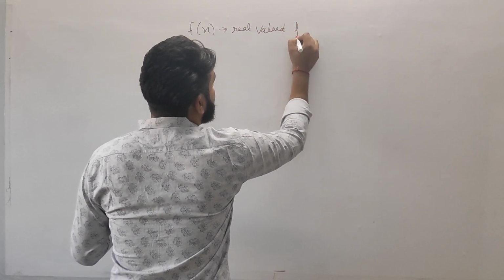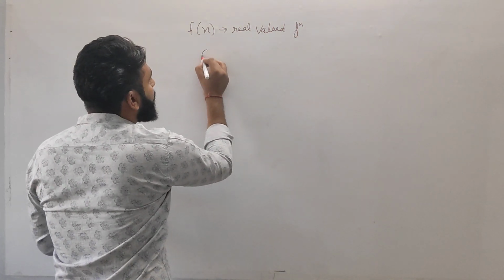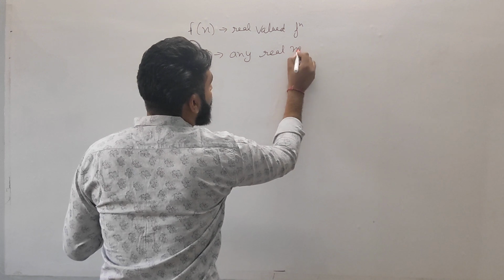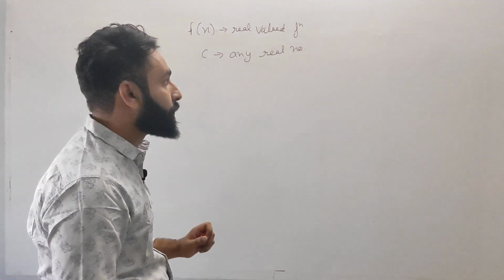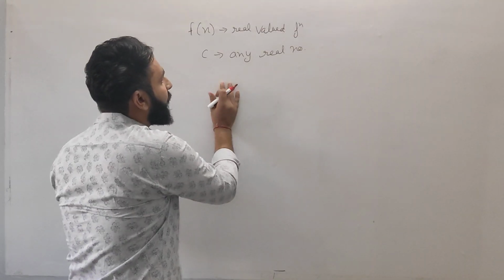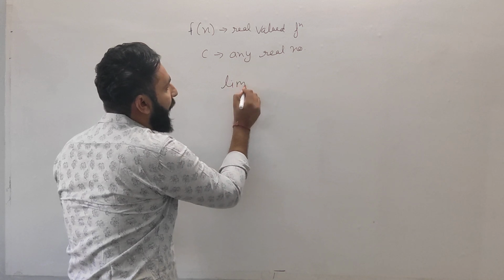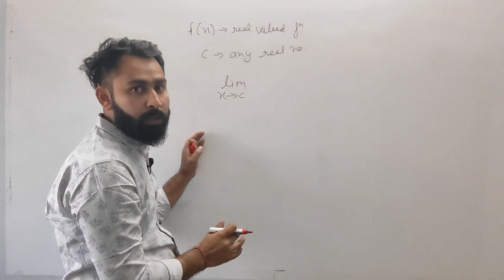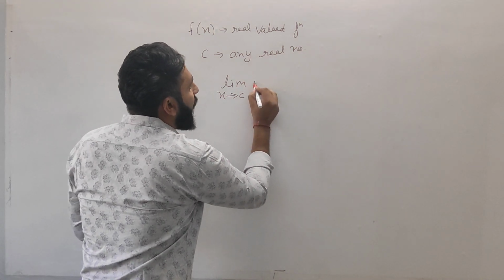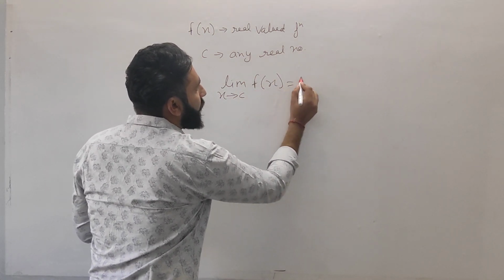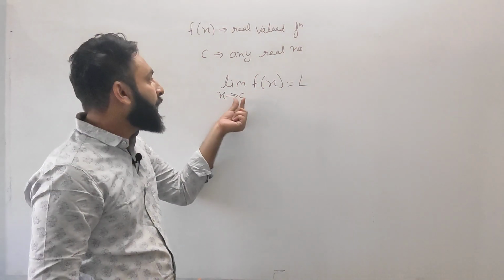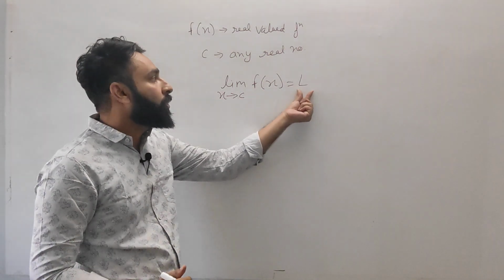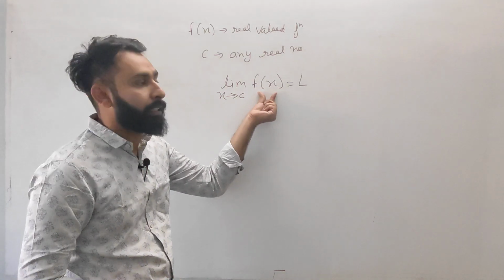So first, f of x is a real valued function, and c is any real number. When we say the limit exists, limit x tends to c of the function f of x is equal to L, where L is the limit of the function f of x.